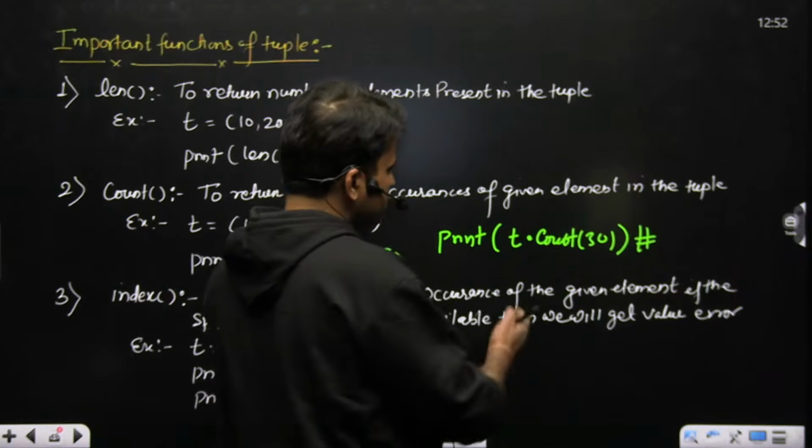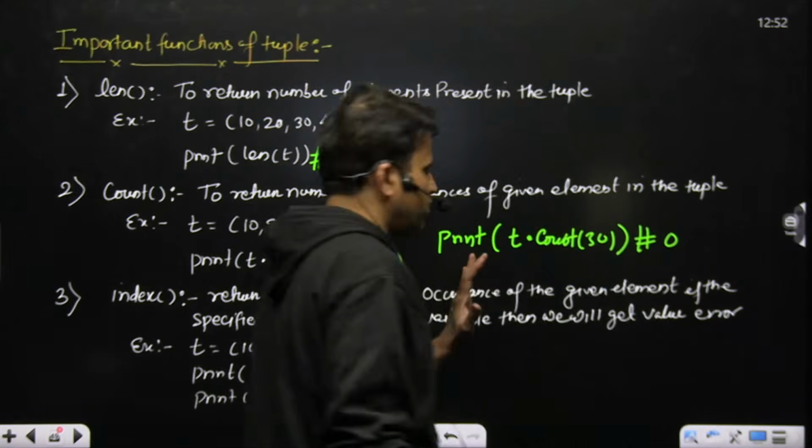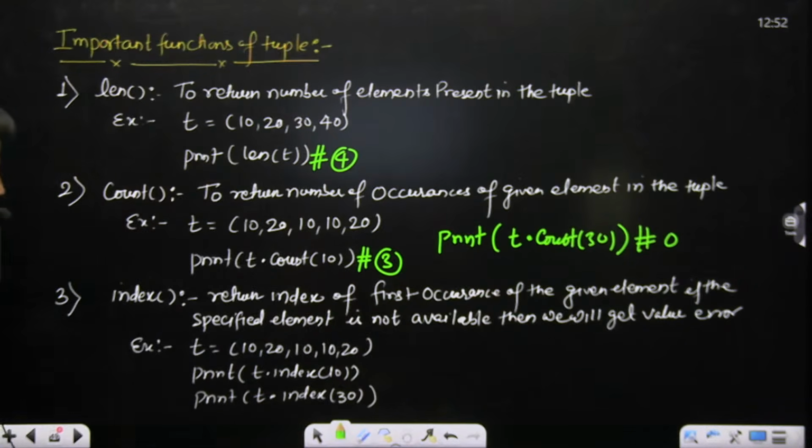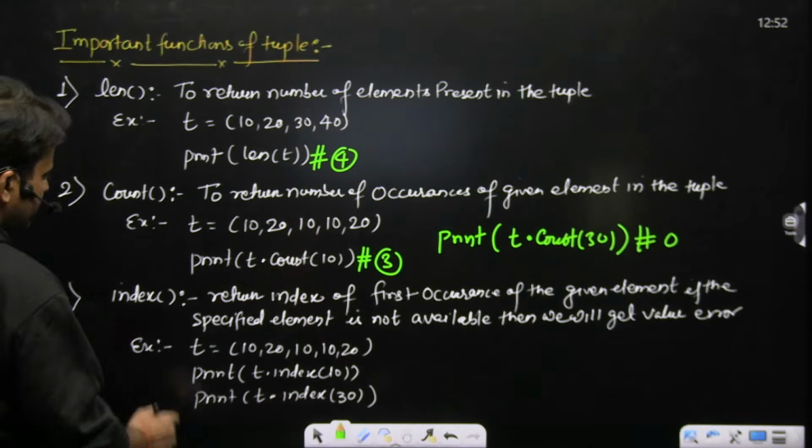Zero. Yes, 30 does not exist. There is no error, don't say error. 30 does not exist in this, so the count frequency is 0. Now come to the next one.